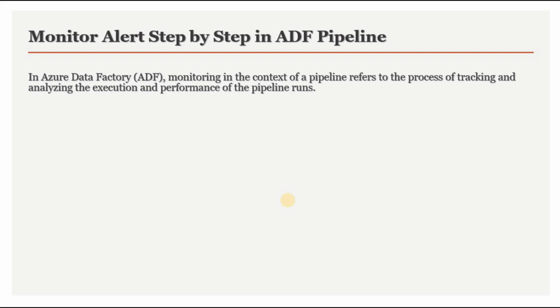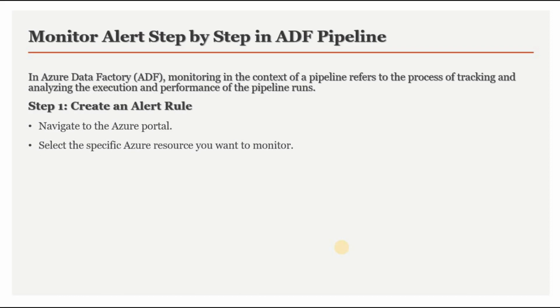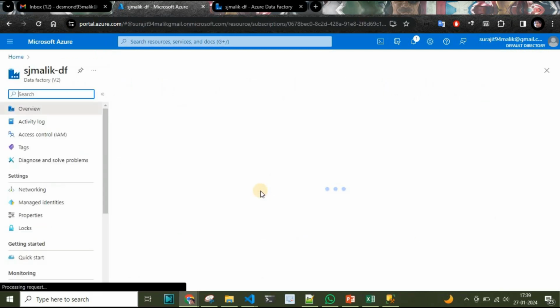and notifications now. So I will set up the alerts and notifications based on a specified condition, such as pipeline failures. So we will create an alert rule. I will navigate to the Azure portal and select the Azure resource which I want to monitor. So you can see in our Azure portal, here is my data factory. There is Simulink ADF, and it's Simulink ADF insights.